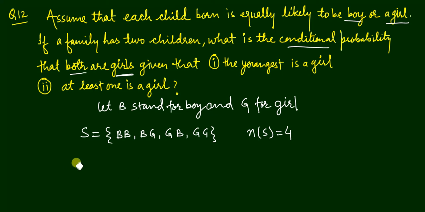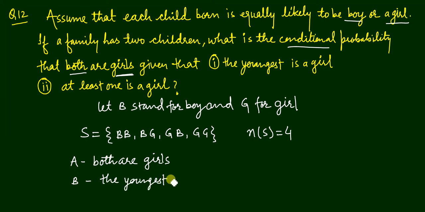Okay. Now we consider the event A. A as both are girls. B as the youngest is a girl, and C as at least one is a girl.